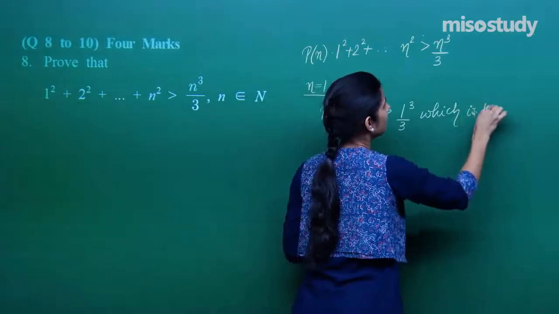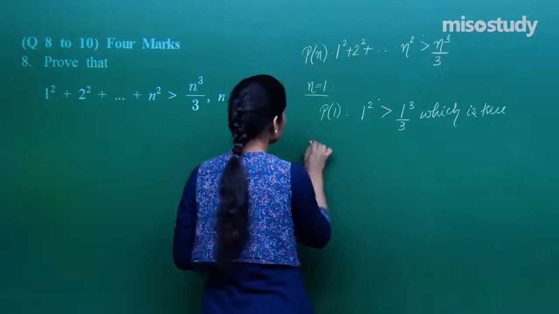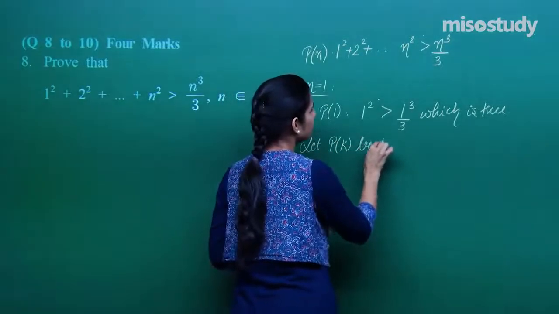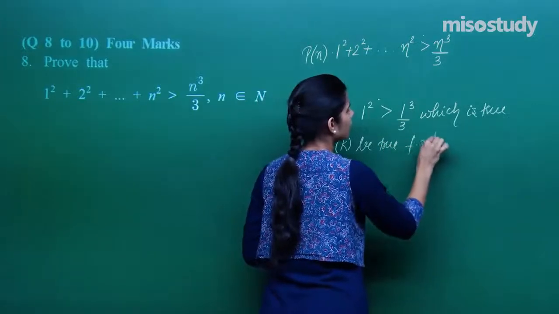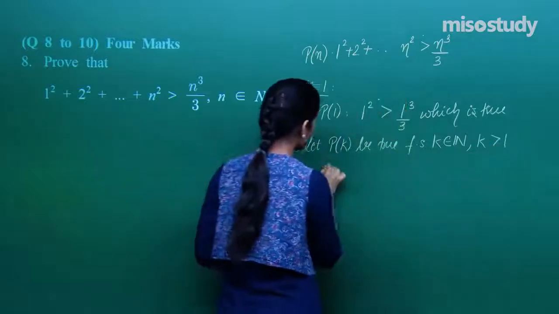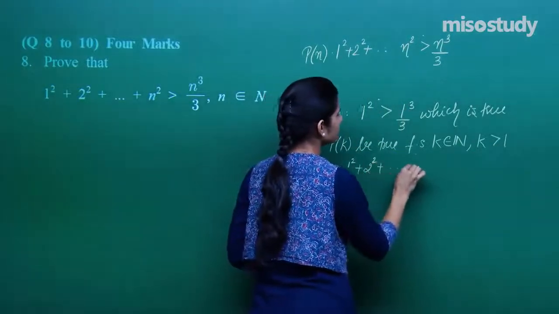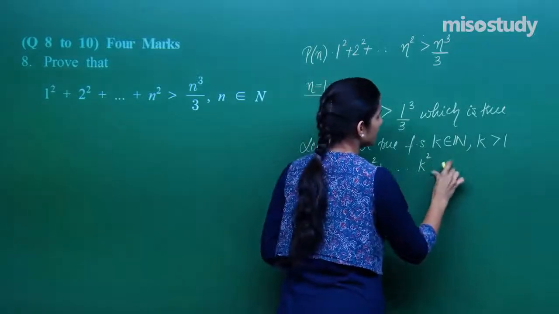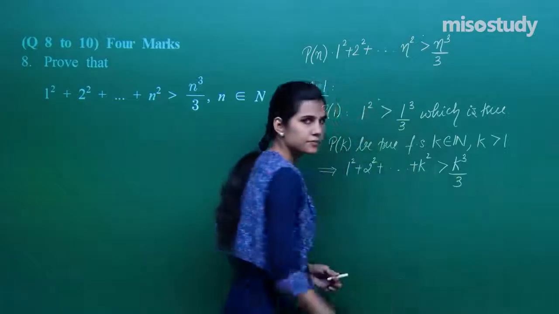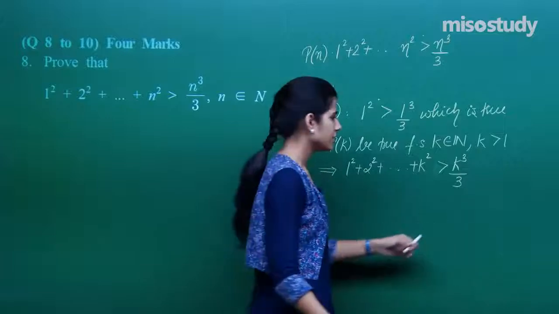Just replace n by 1. What you get? 1 square is greater than 1 cube by 3. Clearly it is true. Now I will be assuming for k. Let Pk be true for some k natural number, k greater than 1. If Pk is true, that means 1 square plus 2 square plus and so on k square is greater than k cube by 3. Sum of squares of first k natural numbers is greater than k cube by 3.